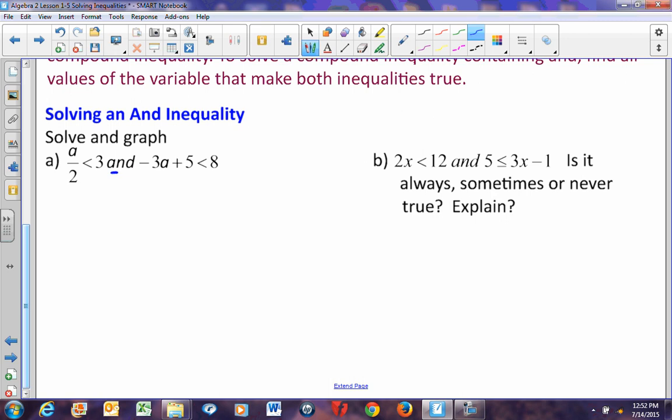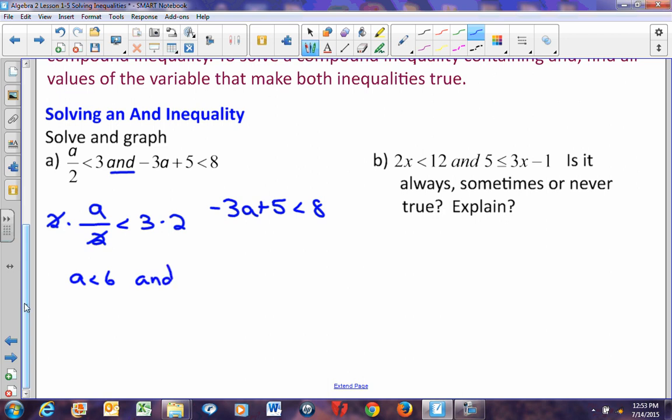It's an and equation, so they both have to happen simultaneously. So I have a divided by 2 is less than 3, and negative 3a plus 5 is less than 8. To solve this one, I'll multiply both sides by 2, and I get a is less than 6. Then subtract 5, and we get negative 3a is less than 3, divided by negative 3, divided by negative, so a is greater than negative 1. So we have a is less than 6 and a is greater than negative 1.